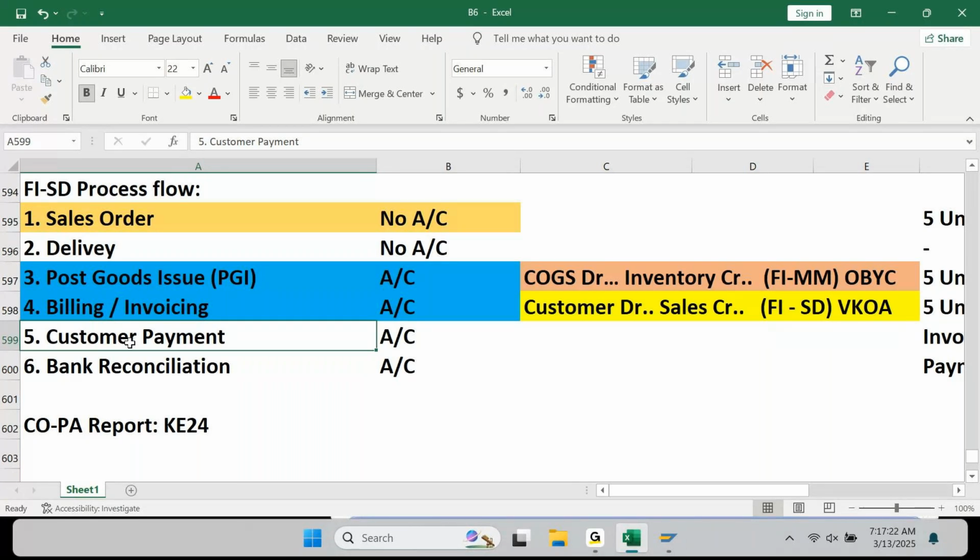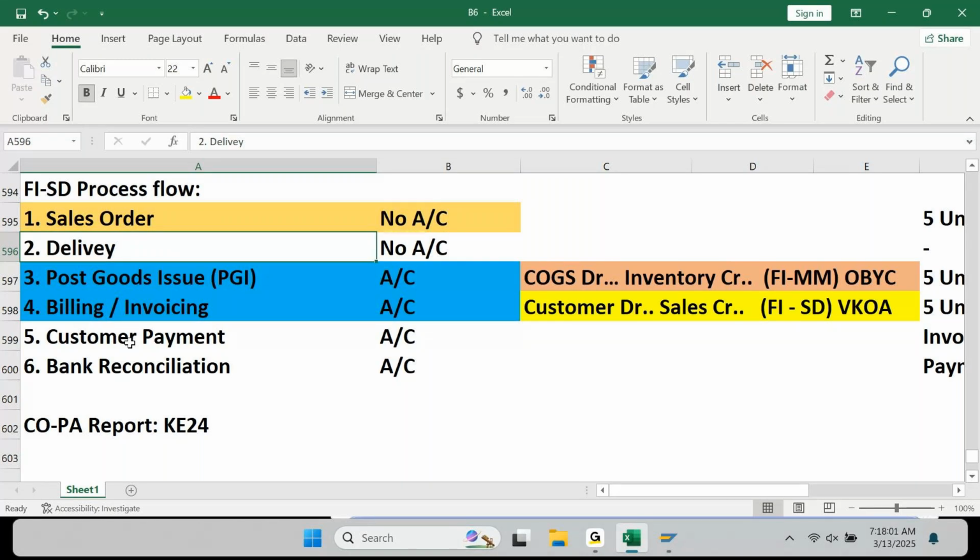Anybody who talks about FI-SD integration in your friend circle or whosoever, ask them the accounting entry flow for it. Everybody will tell it, yes or no? Yes. Now ask them how can you sell when there is no stock to the customer? Can you make a sale when there is no stock? Is it possible to make a sale without stock? No, sir.